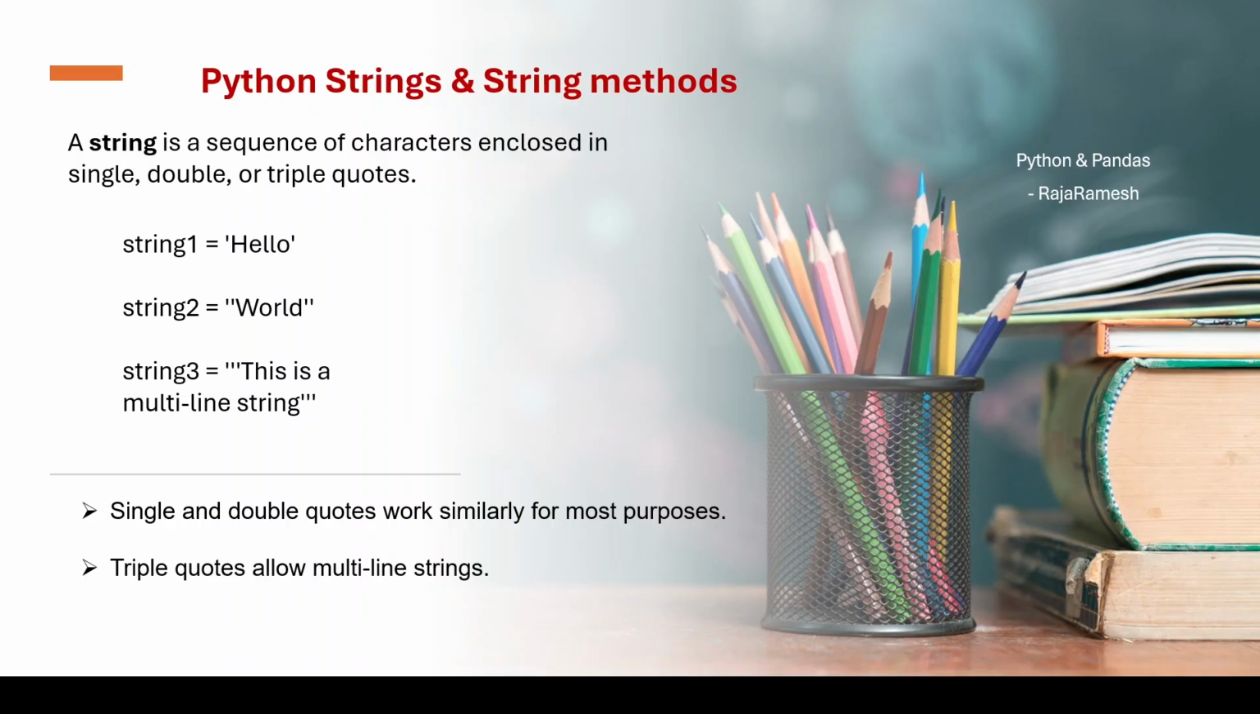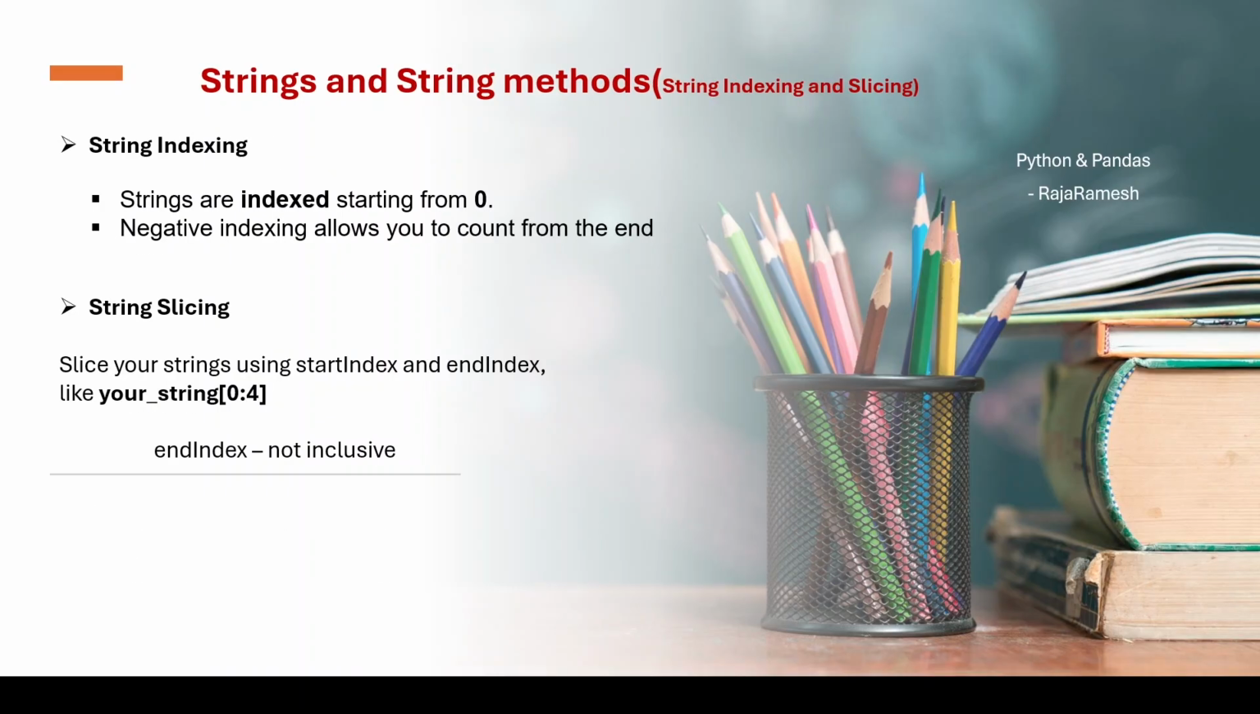So single quote and double quotes work similarly for most purposes. We don't find any difference using single quote or double quote while declaring or while taking a value for a string. Whereas we need to use triple quotes when we have multi-line strings. And we have two important concepts on strings. One is indexing and the second one is slicing.